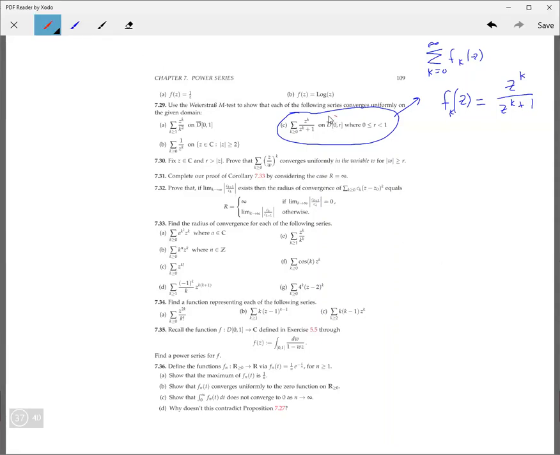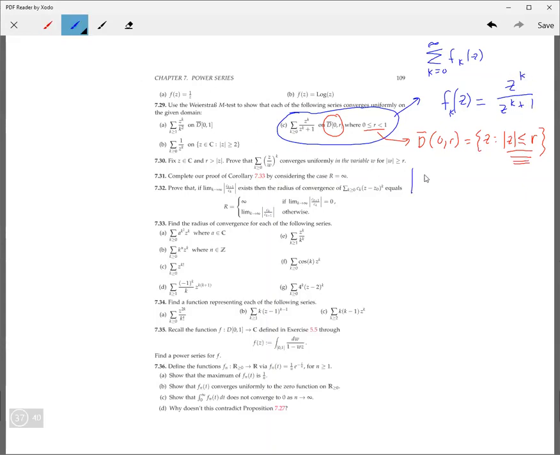In the meanwhile, this set right here is equal to the set of z's such that the modulus of z is less than or equal to r. So the modulus of z is less than or equal to r. Now, this right here is the key to helping you deal with this part here.